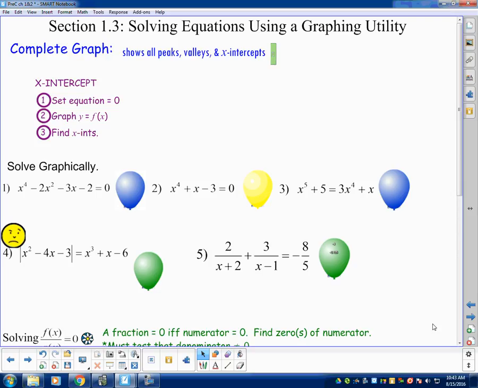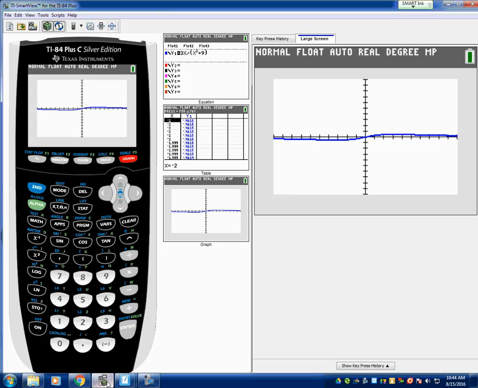So number 1, solve graphically. This is a quartic equation, so we're actually going to learn a method called rational roots to be able to find solutions by possibly factoring it or using long division. But at this point, we're just going to type that into our calculator. So I'm going to go ahead and do that right now, typing it into my calculator under the y equals menu.